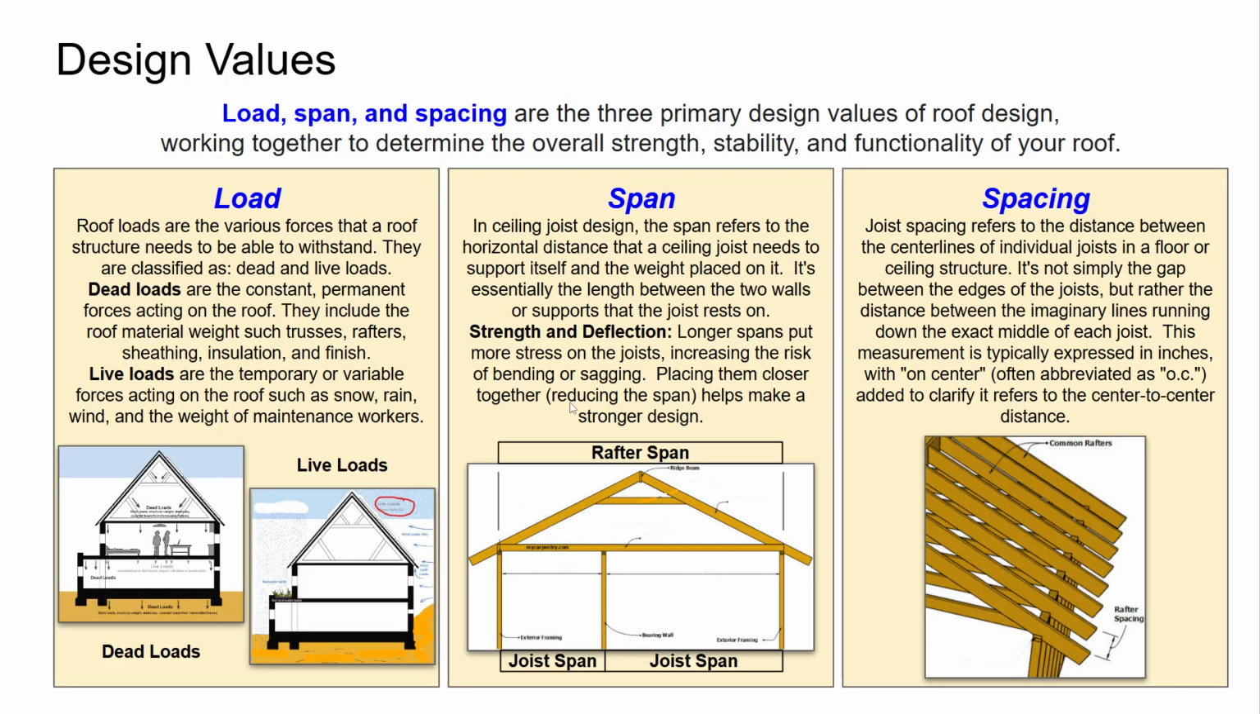First, there's load, span, and spacing, and we want to remember that for load, there are dead loads. Those are the constant permanent forces acting on the roof. It's the weight of the roof material, the weight of the trusses, the rafters, the sheathing, all of those things that are permanent. Other permanent ones could be a heating or air conditioning unit up there, or solar panels, something that has a fixed weight. Those would be dead loads. And live loads are temporary or variable. There's live loads right there.